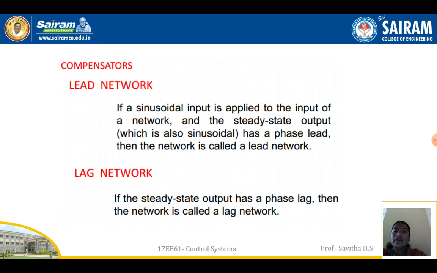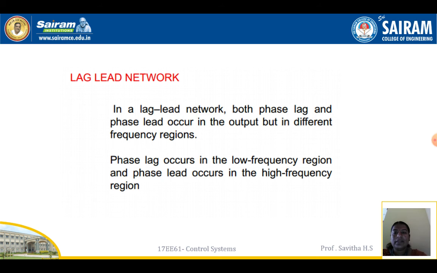First one, lead network. If a sinusoidal input is applied to the input of a network and the steady state output has a phase lead, then the network is a lead network. Lag network: if the steady state output has a phase lag, then the network is called a lag network. Lag lead network: in a lag lead network, both phase lag and phase lead occur in the output but in different frequency regions. Phase lag occurs in the low frequency region and the phase lead occurs in the high frequency region.